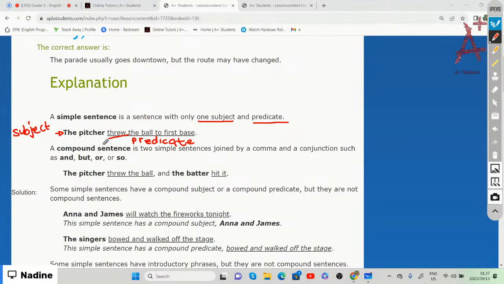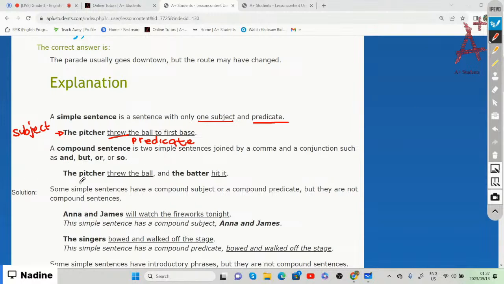The pitcher threw the ball to the first base. There we have our subject, which is the pitcher. It's who or what we are talking about or doing the action. And then threw the ball to the first base, that is our predicate, that shows the action that the subject did.